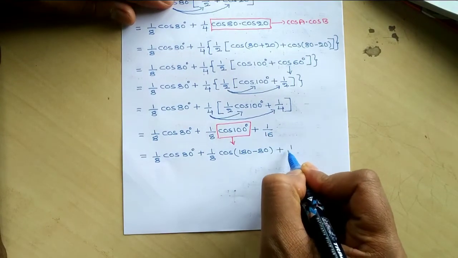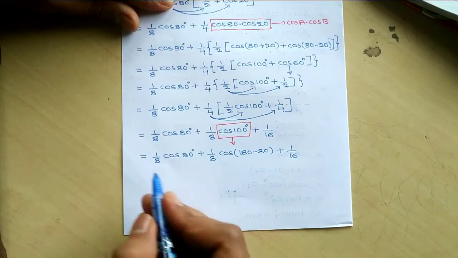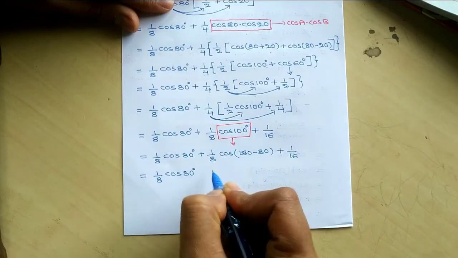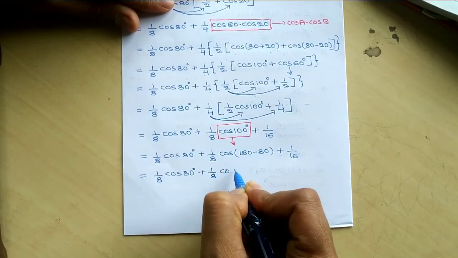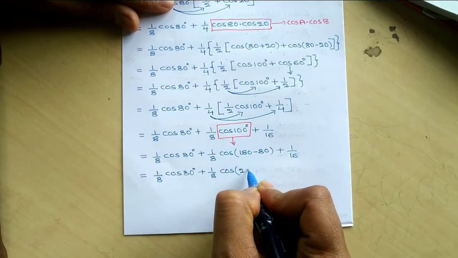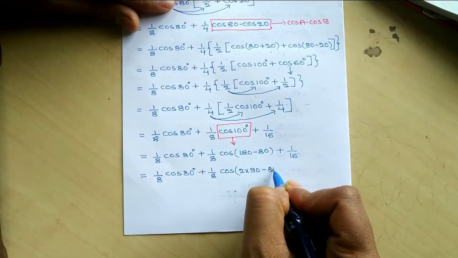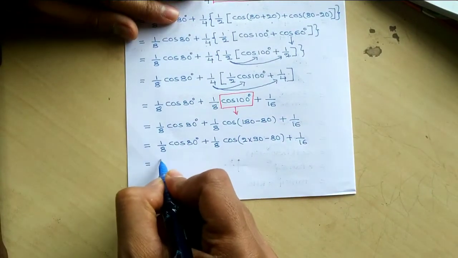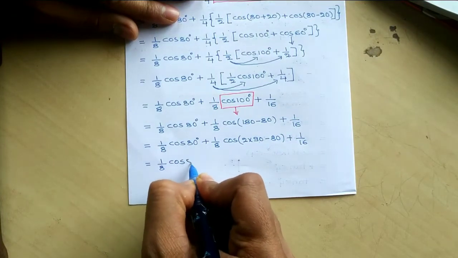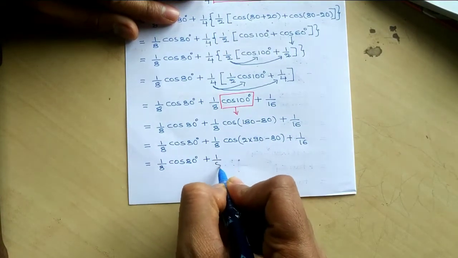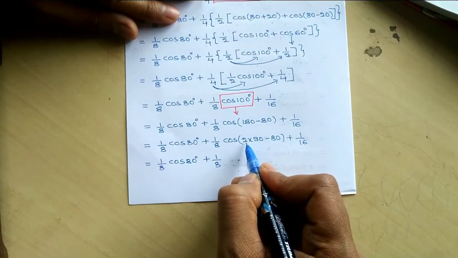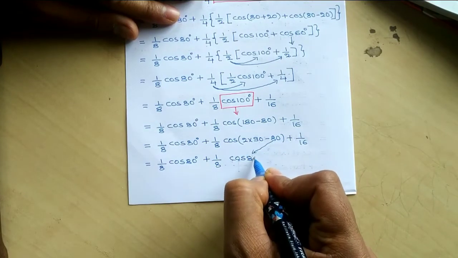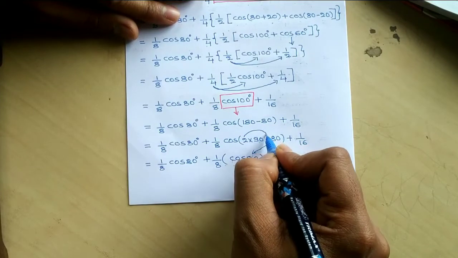plus 1 divided by 16, keep it as it is. Next, which is equals to 1 upon 8 cos 80 degree, keep it as it is, 1 upon 8 into cos, this 180 can be written as what? 2 into 90 minus 80 plus 1 divided by 16. So next, which is equals to again 1 by 8 cos 80 degree, I am going to keep it as it is, plus 1 upon 8 also keep it as it is. 2 is the even number, so cos remains what here? Cos how much degree here? 80 degree. Correct?